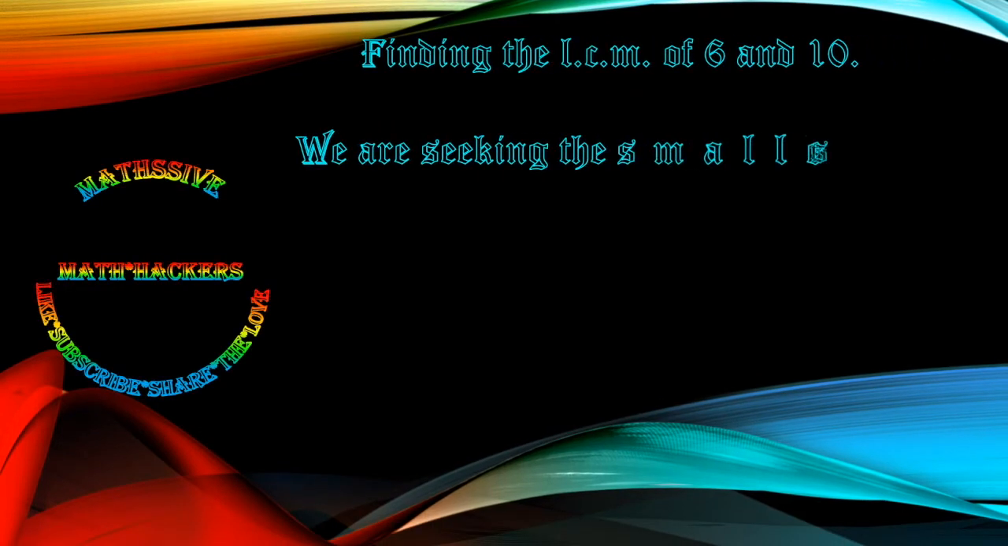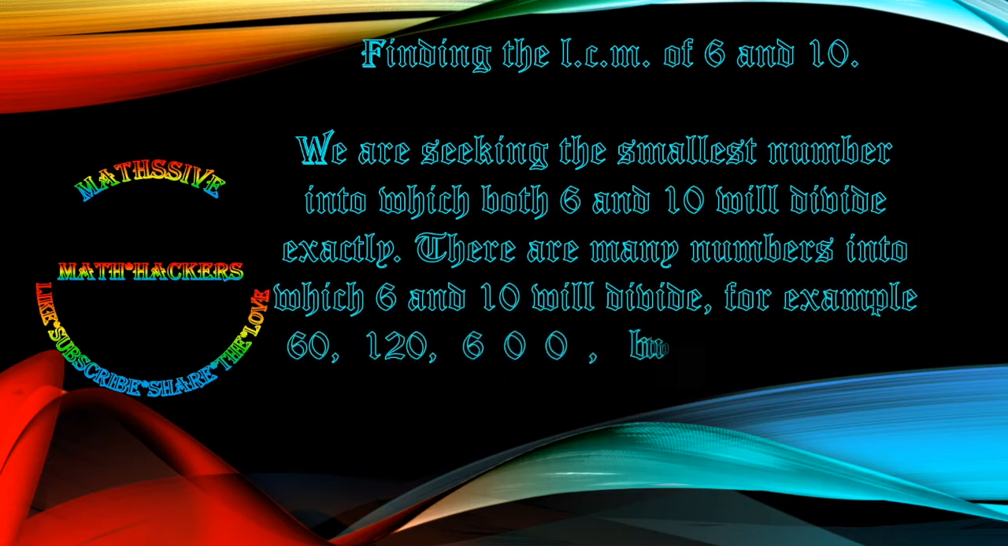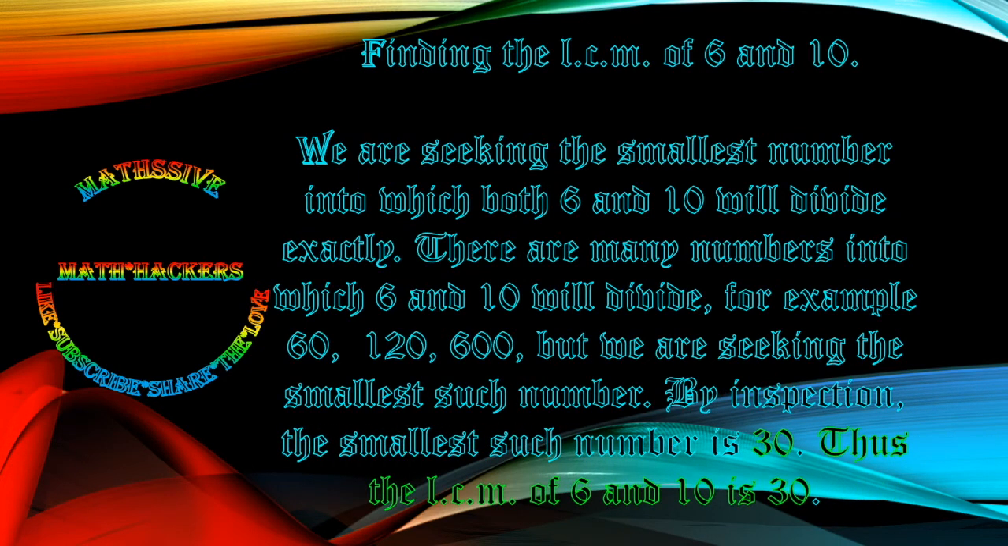Finding the lowest common multiple of 6 and 10. We are seeking the smallest number into which both 6 and 10 will divide exactly. There are many numbers into which 6 and 10 will divide. For example, 60, 120, 600, and so on and so forth. But we are seeking the smallest such number. By inspection, the smallest such number is 30, as 30 can be divided exactly by 6 and 10. As 30 divided by 6 equals 5 exactly, similarly 30 divided by 10 equals 3 exactly. Thus, the LCM of 6 and 10 is 30.